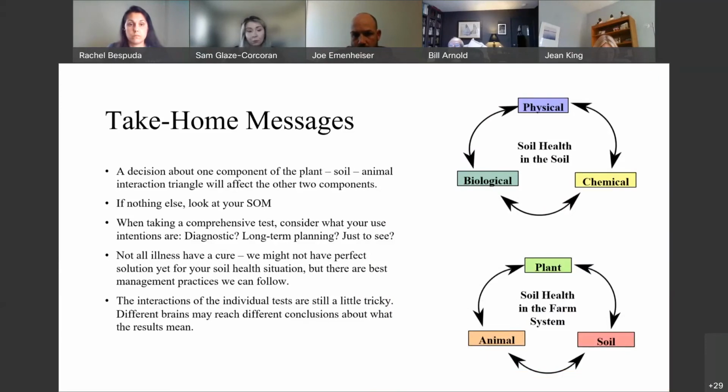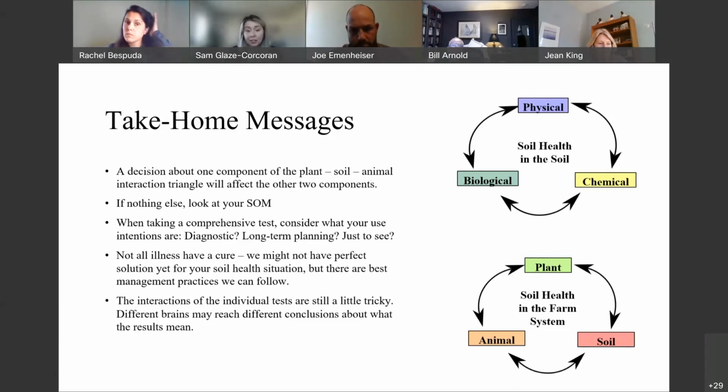Know the purpose. Why are you taking your test? Otherwise, you might be disappointed to realize that you're not quite sure what to do with it. And as in the last examples, not all illnesses have a cure. So we might not yet have a perfect soil solution for your soil health situation, but we can try to give you some best management practices to follow, and then check in a few years and see if we're seeing the desired results. And last but not least, don't be shy to realize that right now there's a major human element to reading these tests.